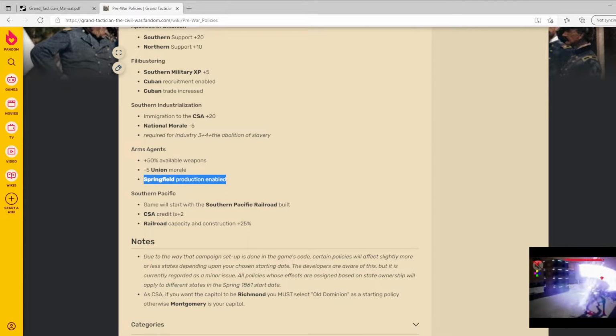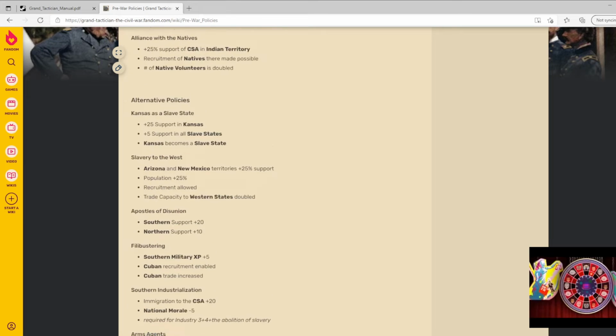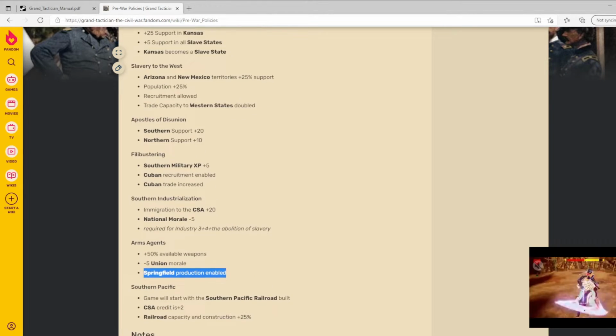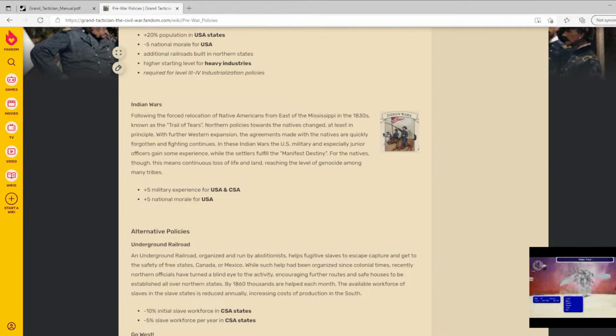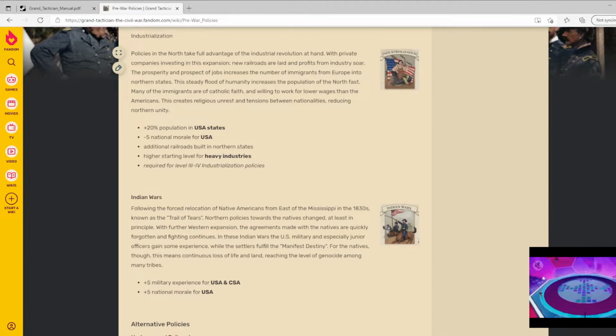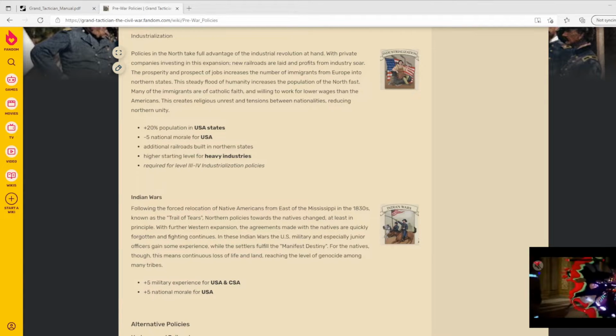But it gives you access to the Springfield rifled musket. And once you do Industrialization 1, you'll be able to produce that domestically, and so it allows you to kind of act as a stimulus for arms industries, domestic arms industries, by buying those Springfield rifled muskets. So those are the three. If you're really thinking about the economic side of things, I can recommend those. But you can also just take a look at the page. It explains all of the policies for both sides, or you can just take a look at it in game.